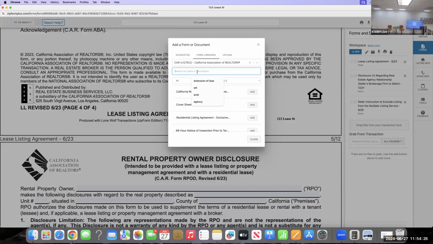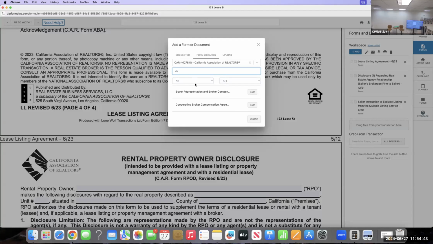Now, we're not going to have that protection anymore, because commissions can't be advertised in the MLS. So we're going to have to get a cooperating broker compensation agreement from the other broker. A cooperating broker compensation agreement. Cooperating broker. Here we go. Just got it right now.